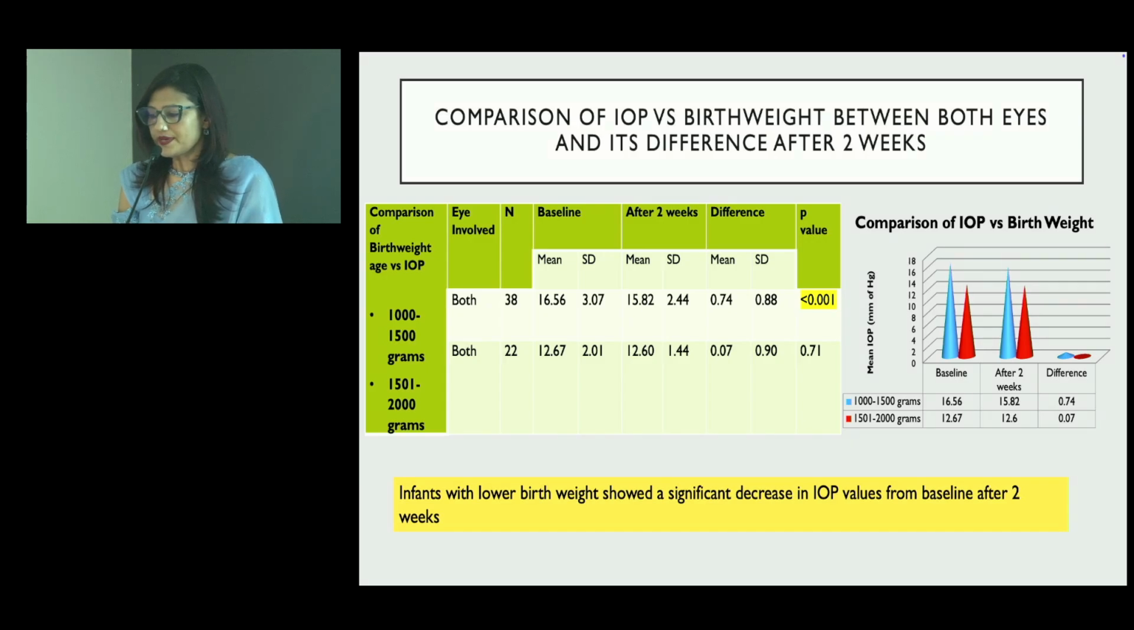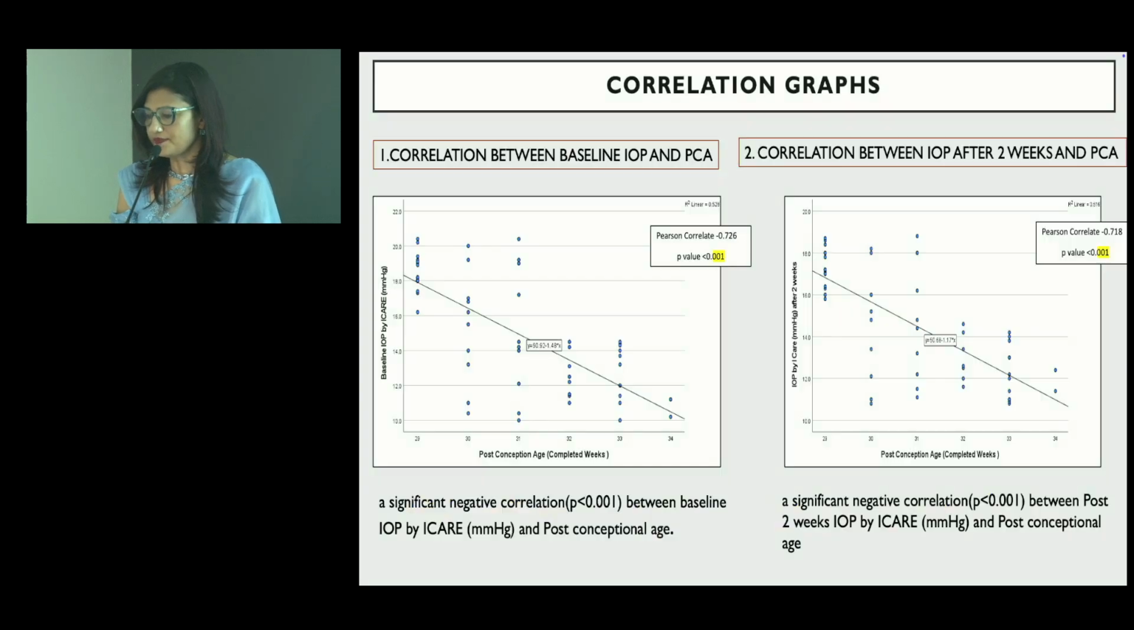In the comparison of intraocular pressure with birth weight, infants with lower birth weight showed a significant decrease in IOP values from baseline after 2 weeks, which means the lower birth weight babies had a significant difference after 2 weeks when we measured the intraocular pressure.